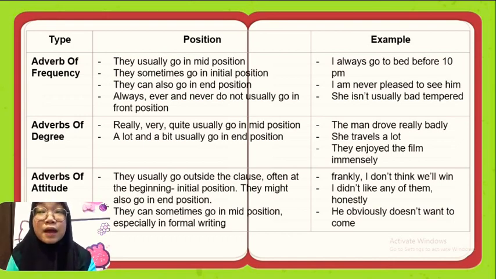Next, adverb of frequency. Position: they usually go in mid position. They sometimes go in initial position. They can also go in end position. So, always, ever, and never do not usually go in end position. Example: I'm never pleased to see him.